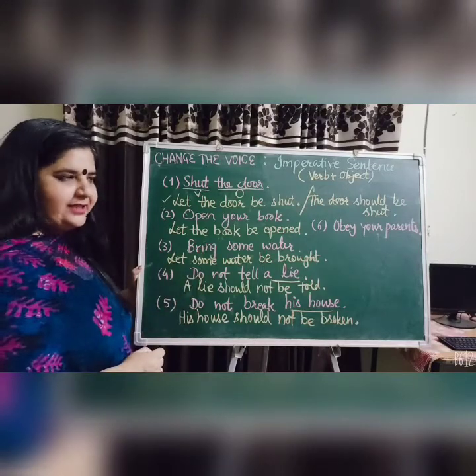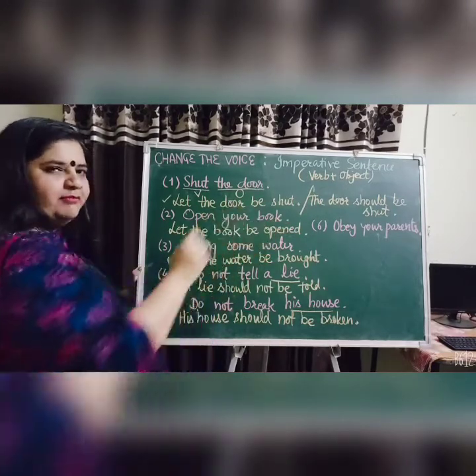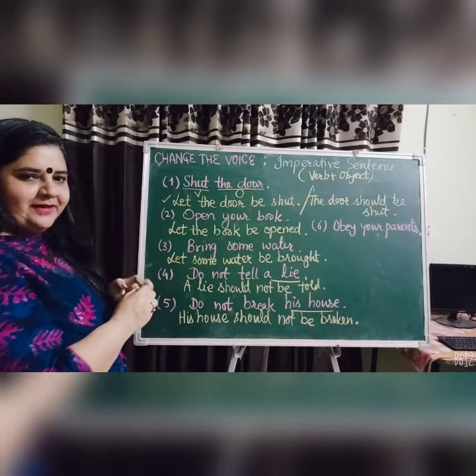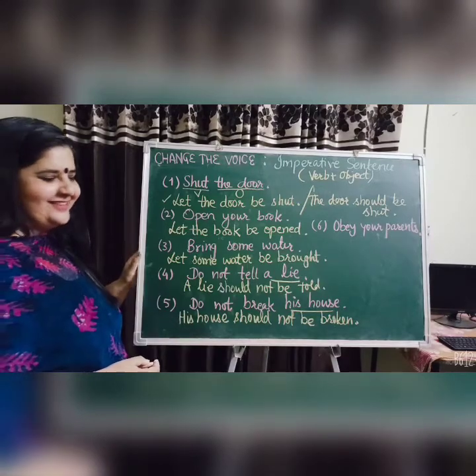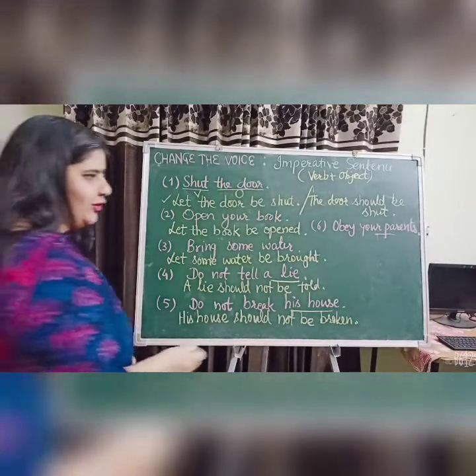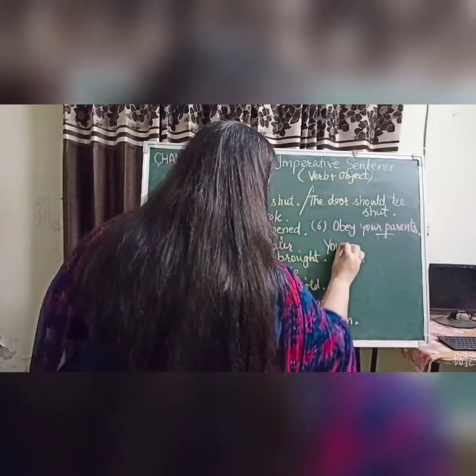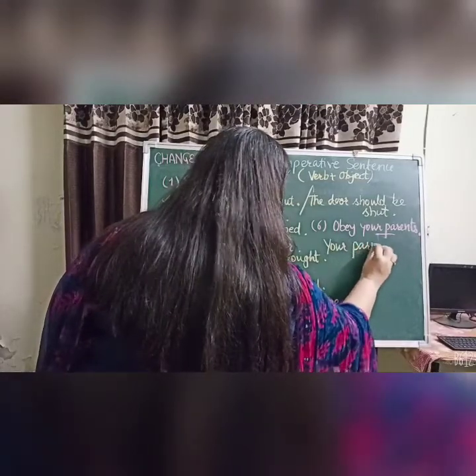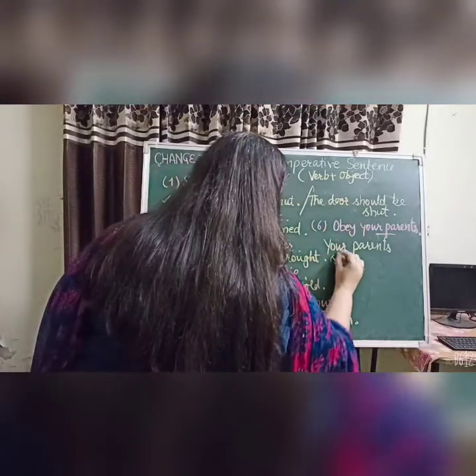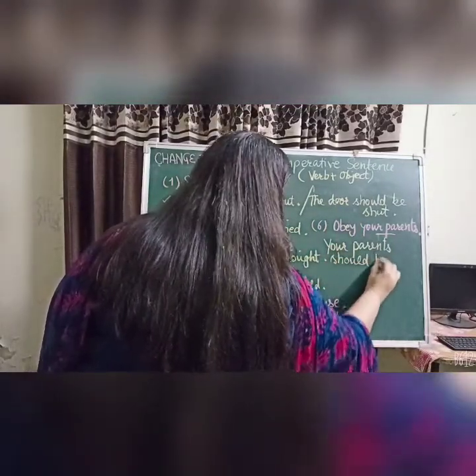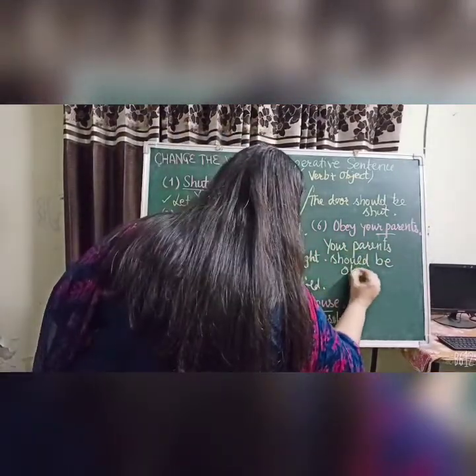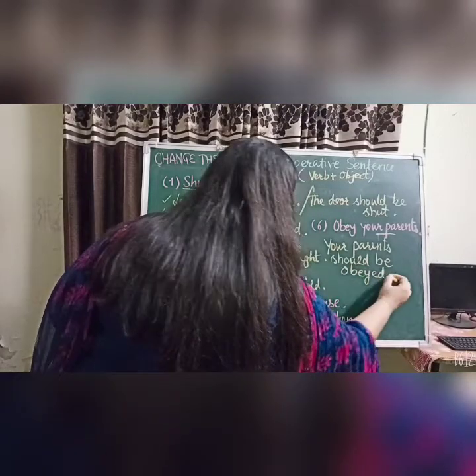Now the sixth sentence. Obey your parents. Try to make with should. Object is your parents. Your parents. Next, should be. Third form of obey. Obeyed. Very good.